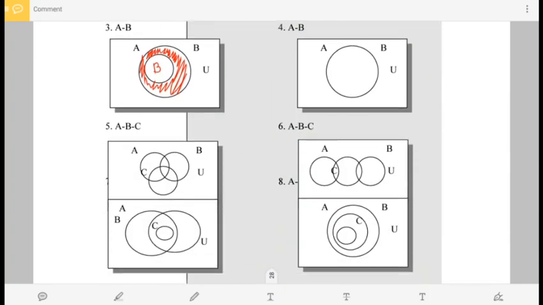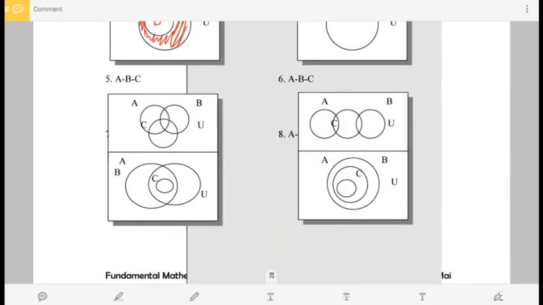Next, if you have three sets, like this one, A, B, C: A minus B minus C. It's like you do A minus B, and then not part of C. The main set is your A. You remove your B, you remove your C. So what's left will be only this part. That's it. Finish.